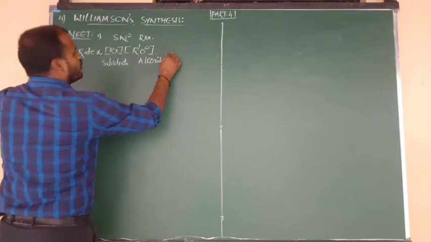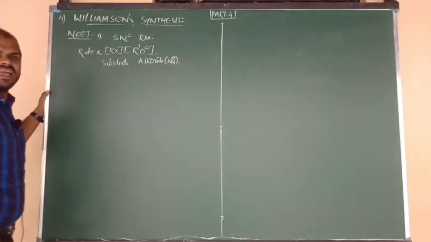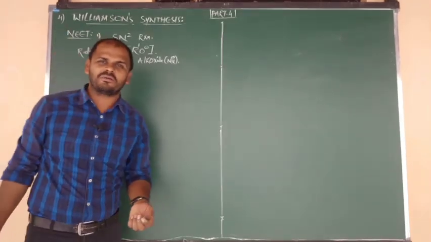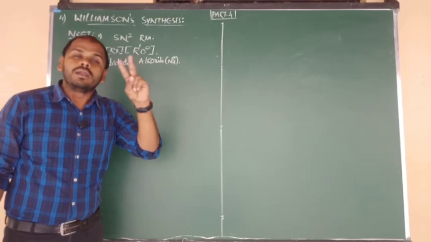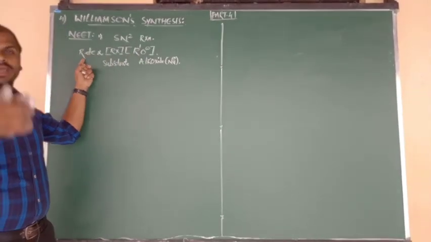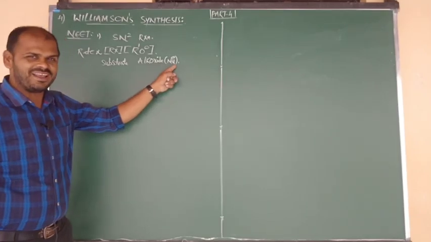Alkoxide ion is going to act as a nucleophile. So many times I have told you in the halogen compound chapter, in an SN2 reaction, rate depends upon how many molecules? Rate depends upon 2 molecules. One is the concentration of alkyl halide and one more is the nucleophile.